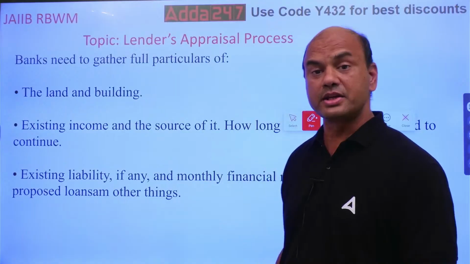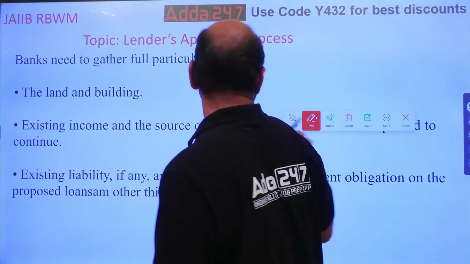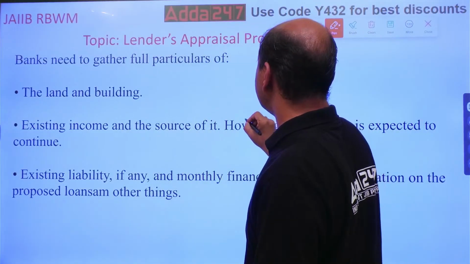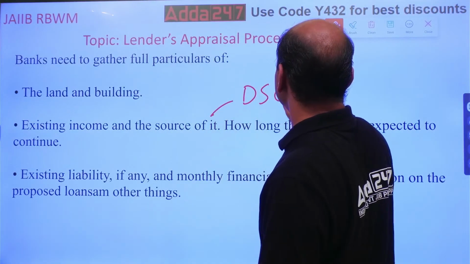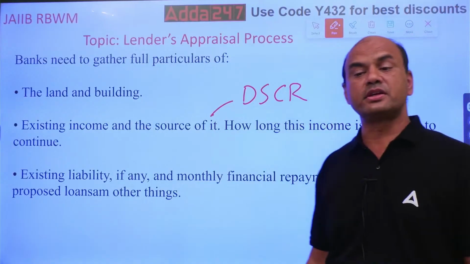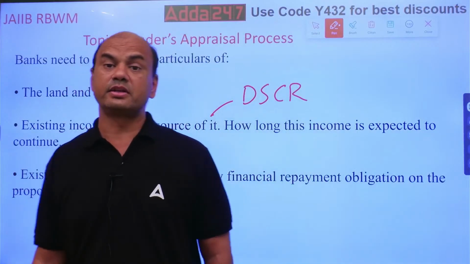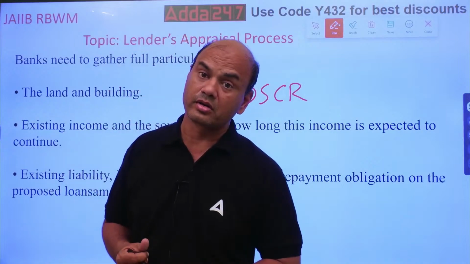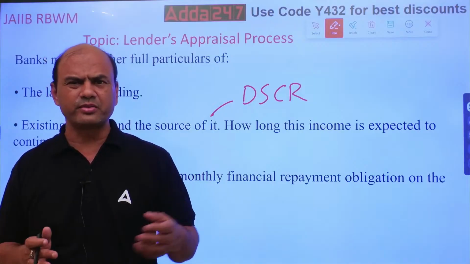For that we have the ratio called DSCR. For that we have this DSCR ratio, the debt service coverage ratio. This ratio will give you an idea whether this customer will be able to repay the loan in the next year. There are various formulas for that.